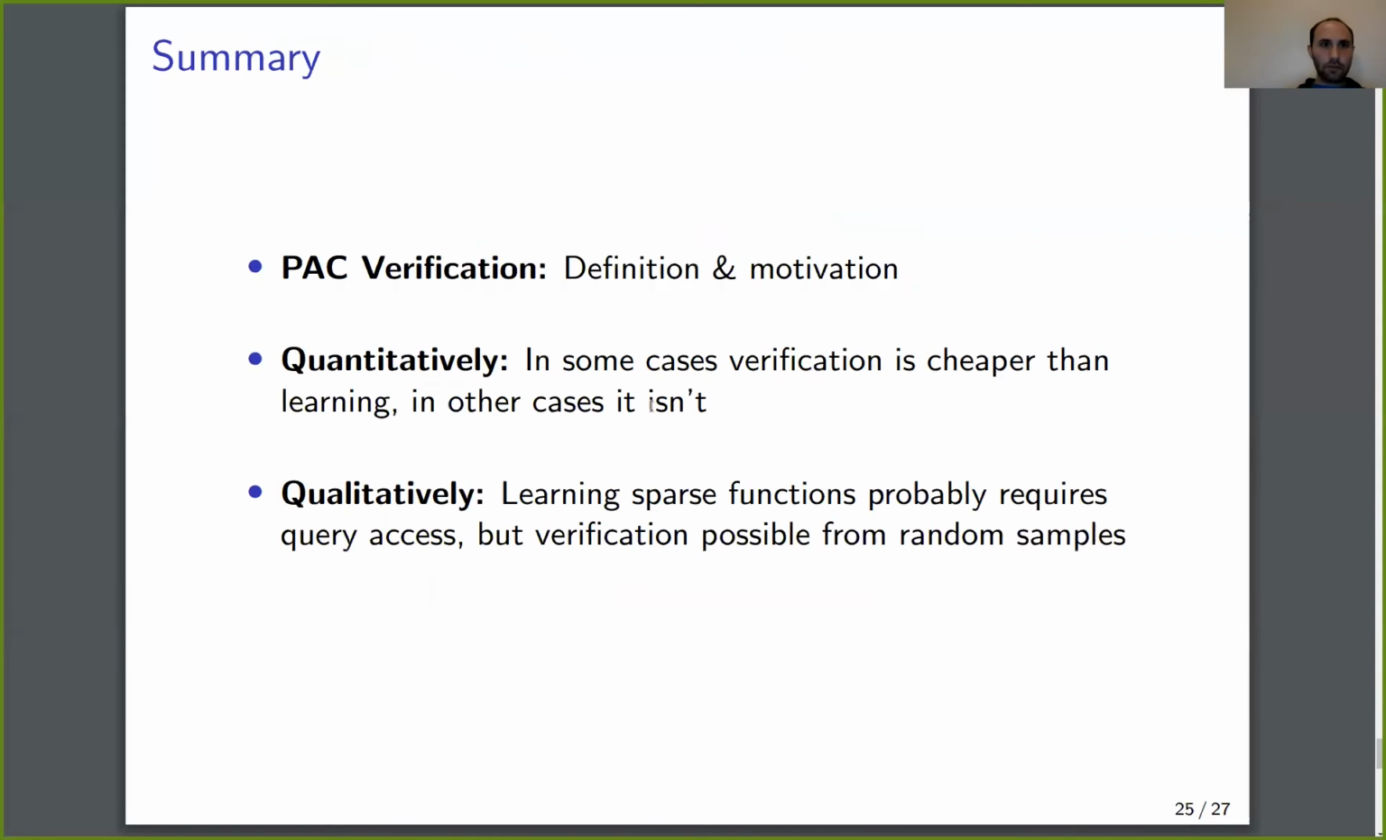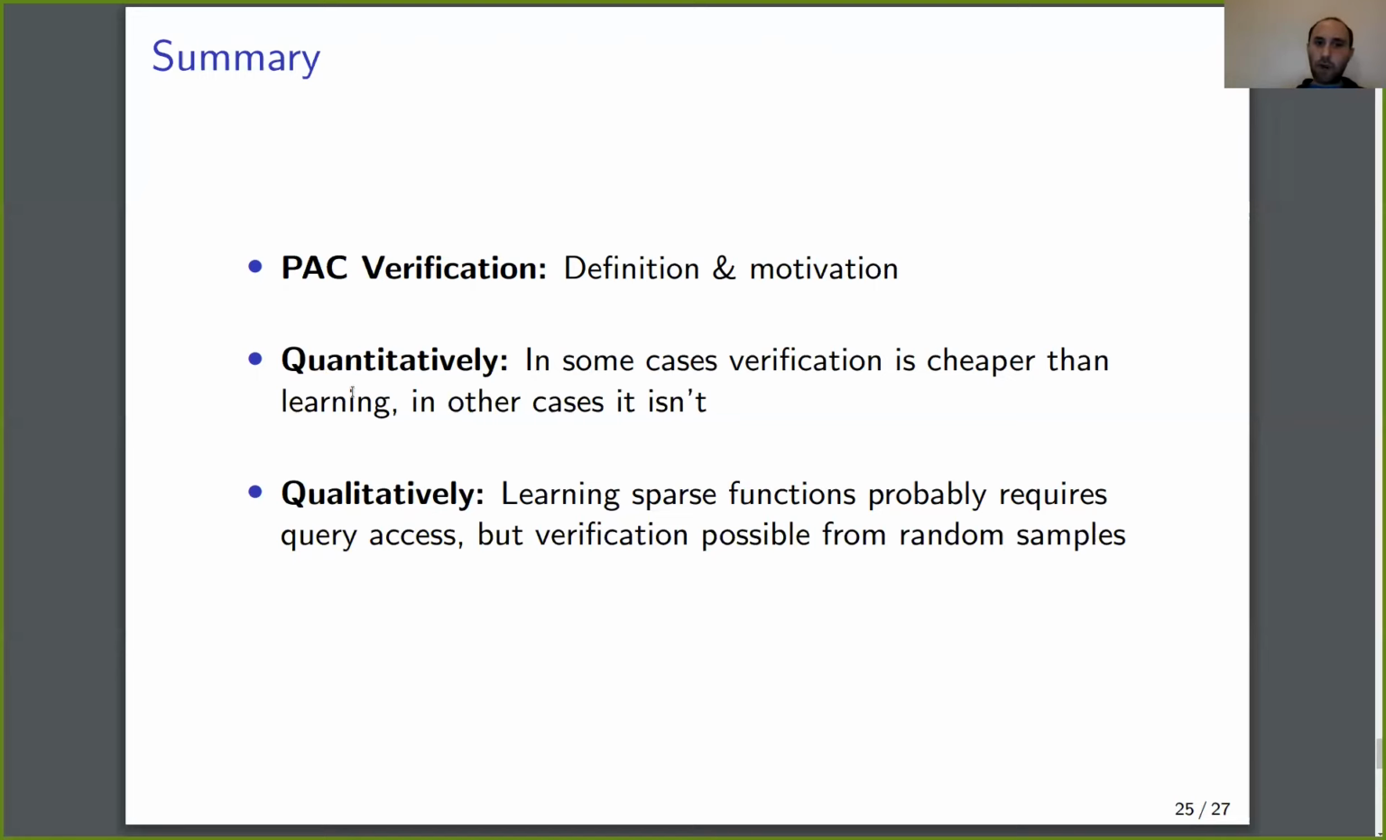So to summarize, what we've seen so far is the definition of PAC verification and some motivation. For instance, maybe if you want to have a business that offers machine learning as a service, where you outsource machine learning, then it might be useful to be able to have a PAC verification interactive proof.